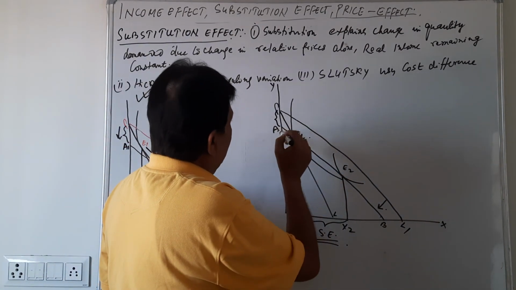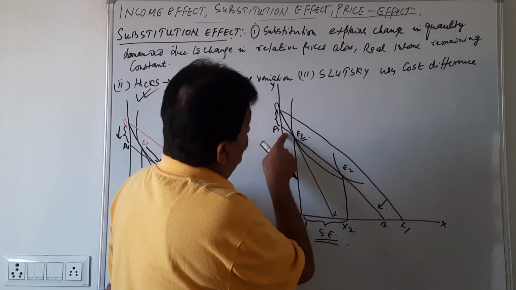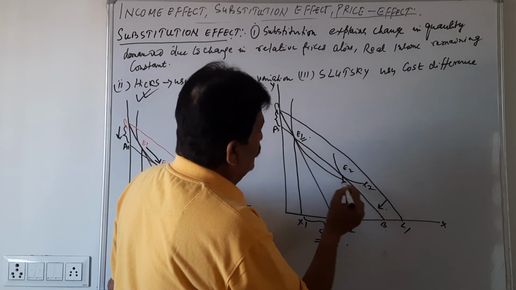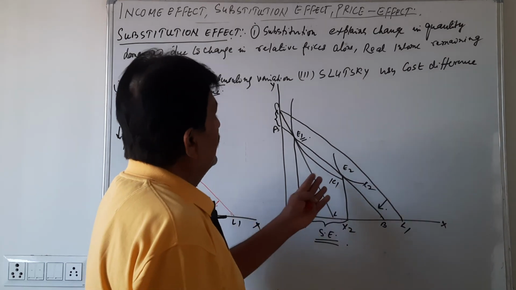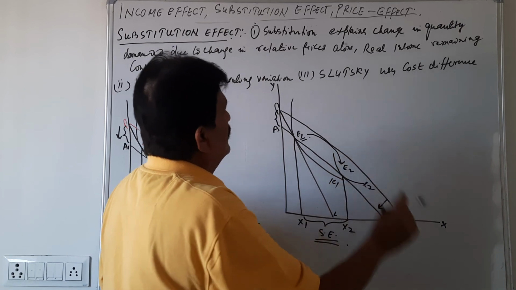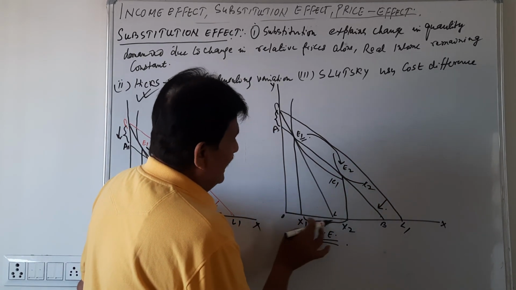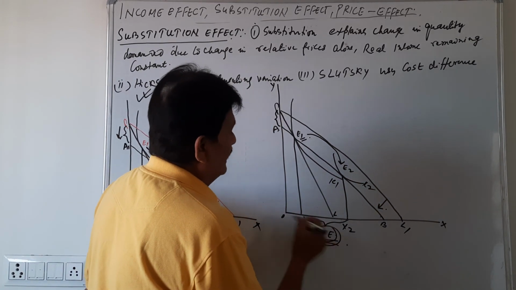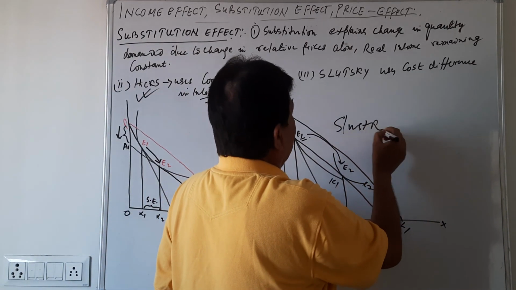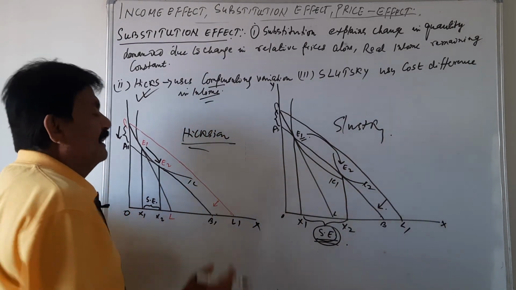So AB is the cost difference, and here AB was the compensating variation. The new equilibrium point would be somewhere on this AB price line, and it happens to be on this IC2. We had started from IC1 and now the new equilibrium is on IC2. So the movement from E1 to E2 stands for the substitution effect, and on this x-axis, X1X2 is the substitution effect given by Slutsky. So this substitution effect is of Slutsky, and this is the Hicksian substitution effect. This is the substitution effect in a very short period of time.